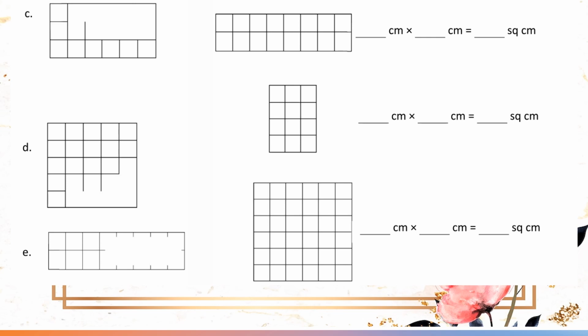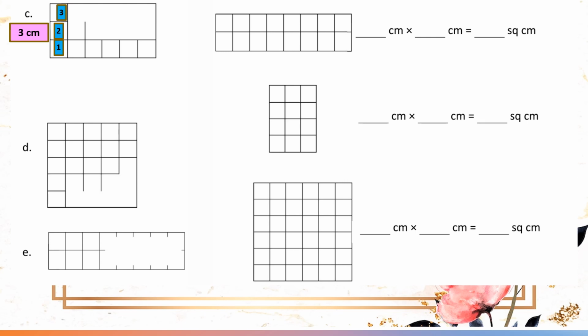Now, let's look at C. All right, I have a length side that's complete and a width side at the bottom that's complete. So that's where I'm going to do my counting. Let's start off by counting our squares for our length. So we have 1, 2, 3. Okay, so that means my length is 3 centimeters.